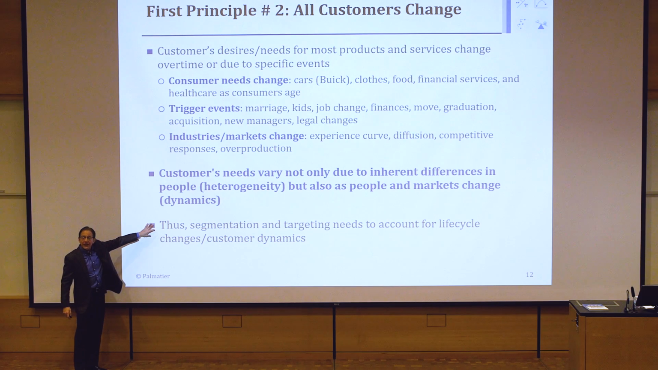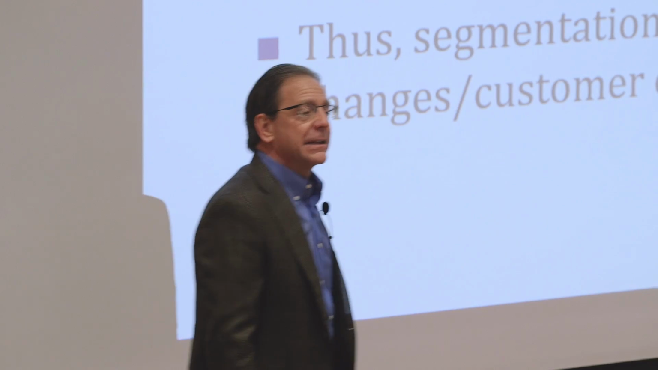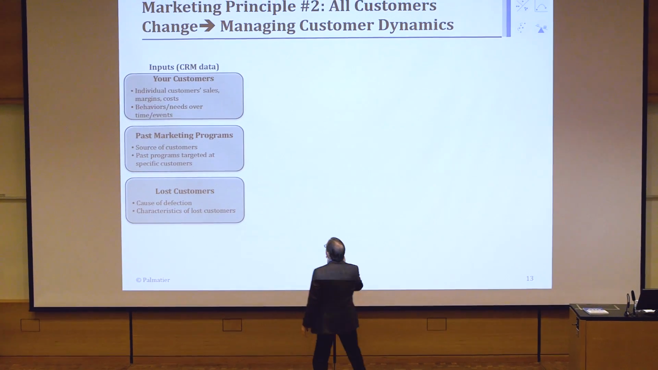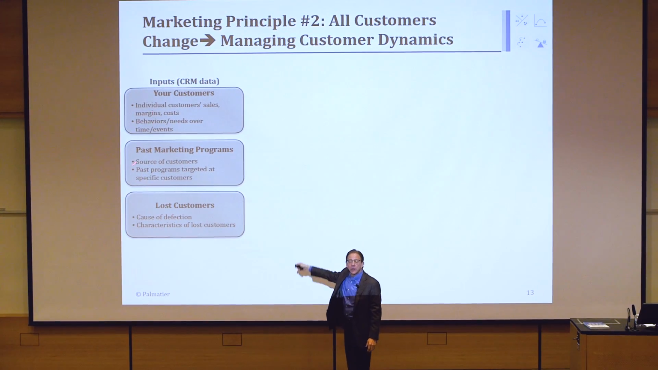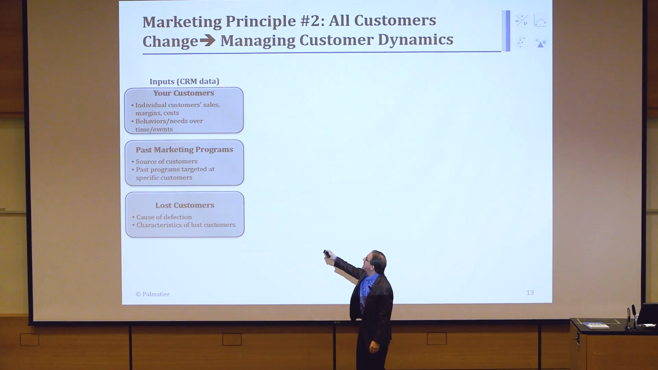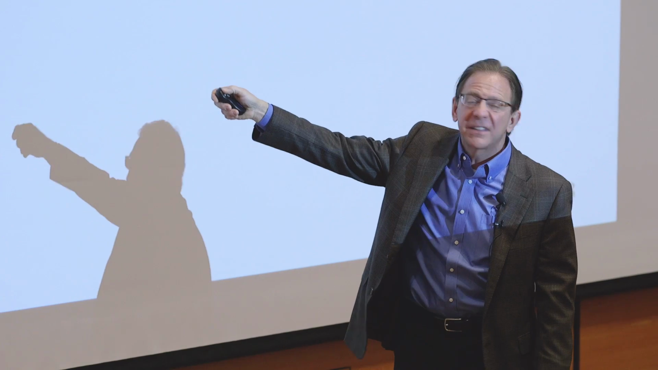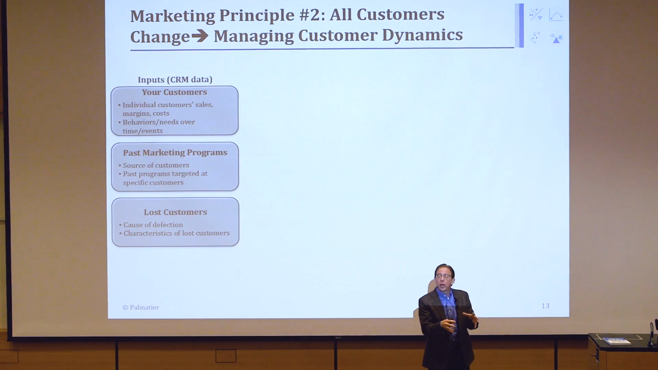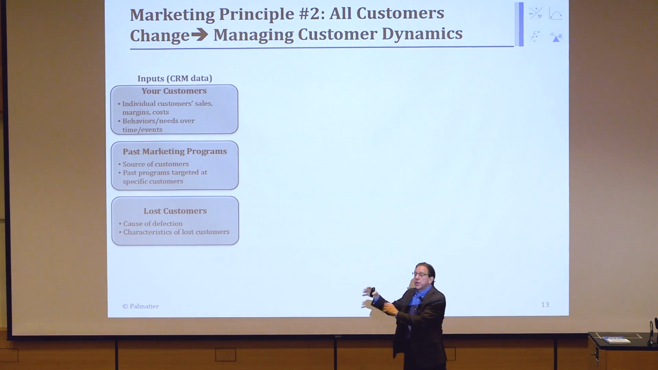Thus, our segment and targeting that we talked about under market principle 1 has to vary for the idea that customers' life cycles change and there's customers' dynamics. So let's go through the framework for this. We have 3 inputs for this also, for market principle 2. First, you have to have information on your individual customers. How does your individual customer's sales margin and cost? This gives you financial, and also how do their behaviors and their needs and wants change over time? So now we focus more into our own customer base and we want to understand how those customers are changing over time.